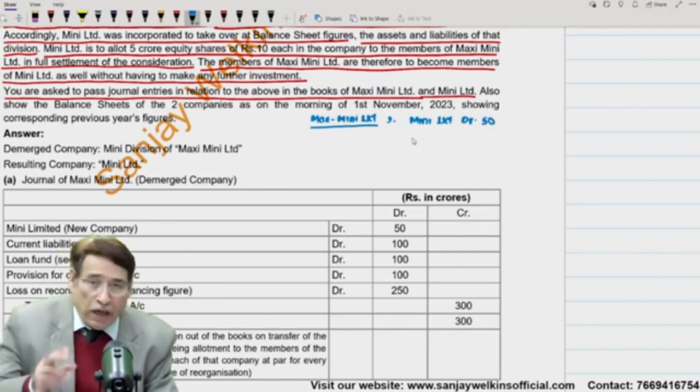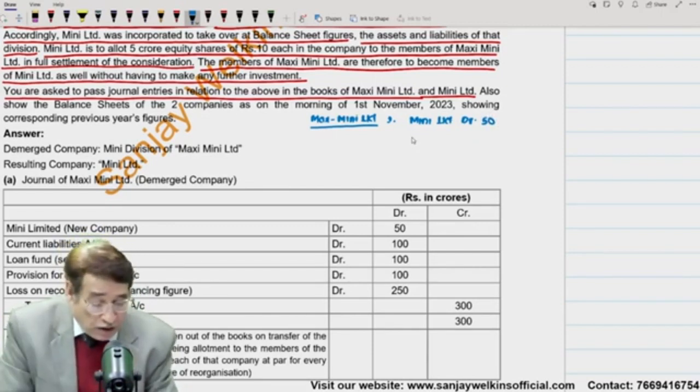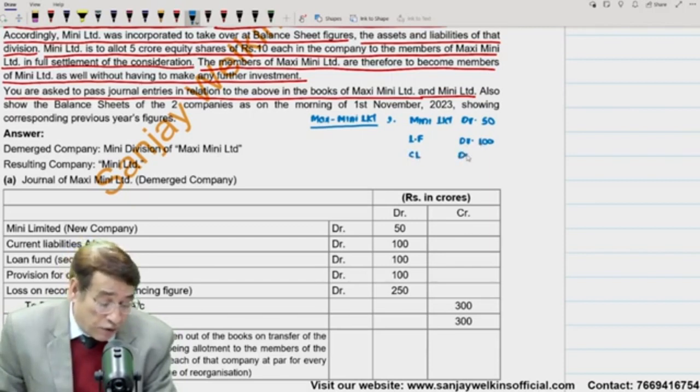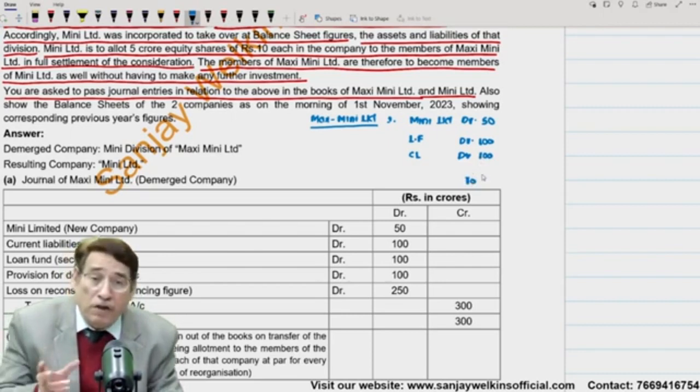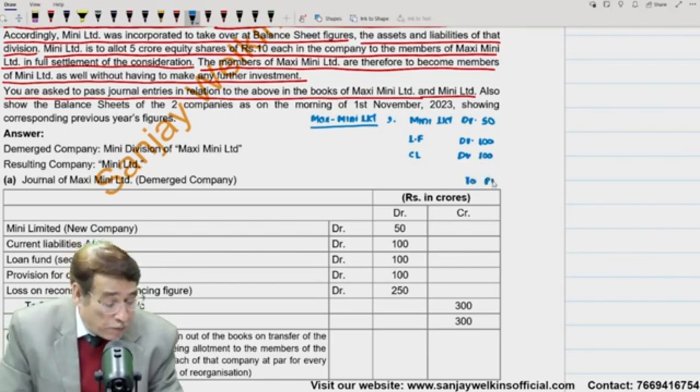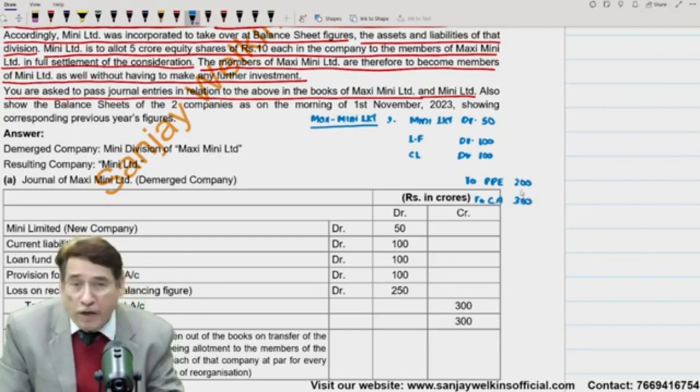Now think of the two liabilities which you are transferring to this entity. One was loan funds, as we talked about. Loan funds in the balance sheet is equal to 100 crores, so you will write 100 crores here. Besides that, there is current liability, and current liability is only to the extent of 100. So these two liabilities you are transferring. Besides that, you are transferring some of your assets. One among them was property, plant and equipment having a written down value of 200, so you will write 200. Besides that, you are transferring current assets worth 300.